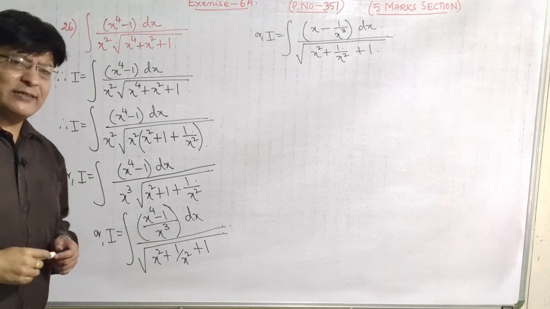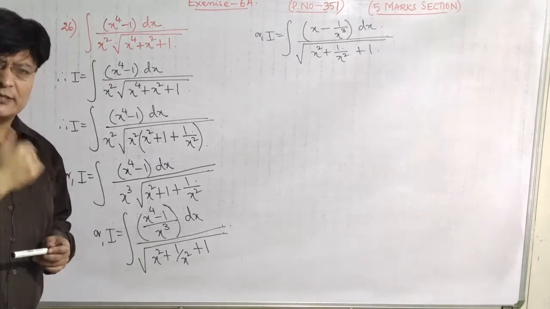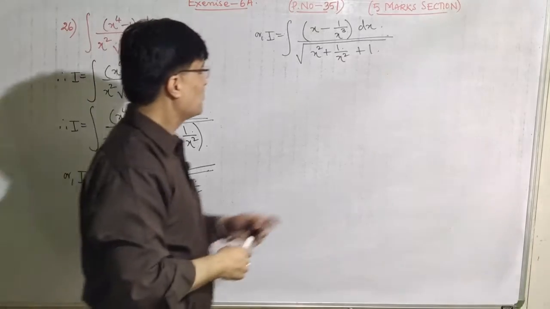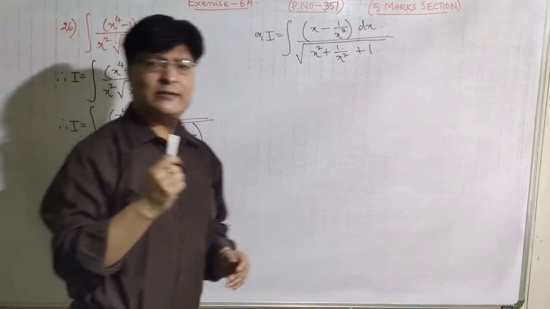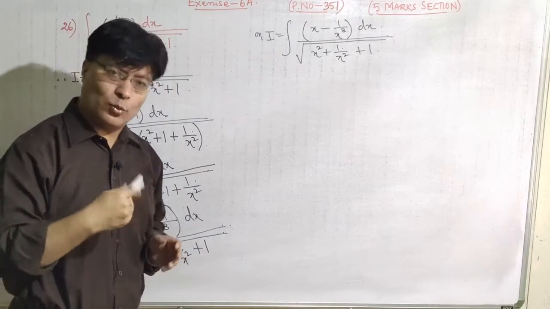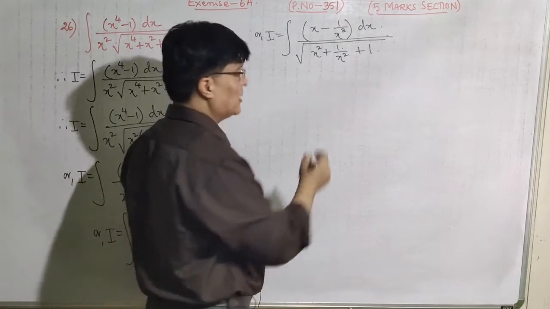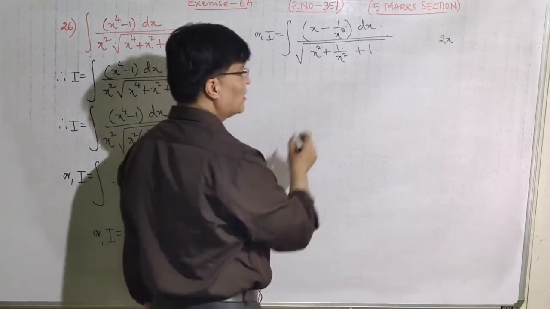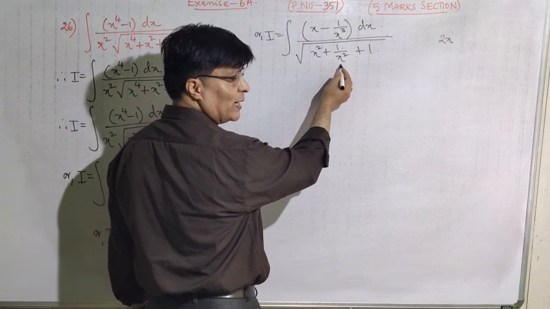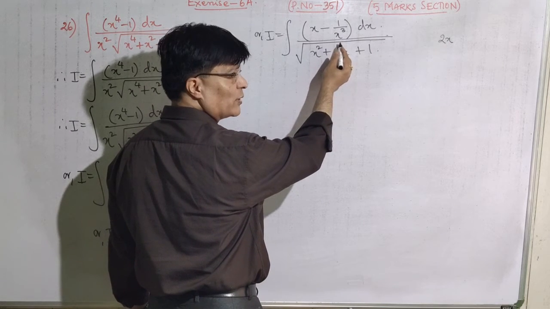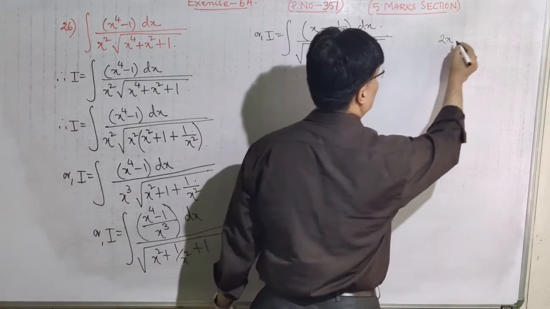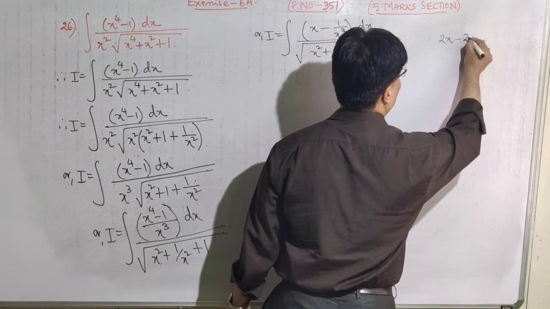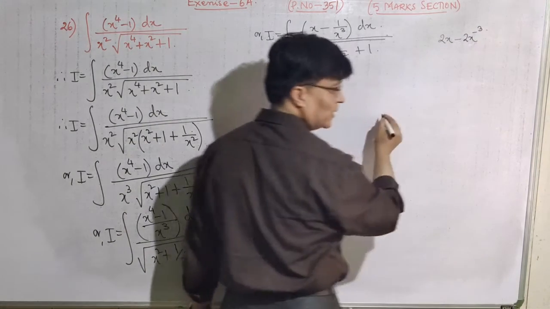So now let us check the relation between the denominator and the numerator. If you differentiate the expression within square root, what do we get? Let us check it. What is the differentiation of x square? It is 2x. What is the differentiation of 1 by x square? X square goes up in the numerator, x to the power minus 2. So its differentiation will be minus 2x to the power minus 3.